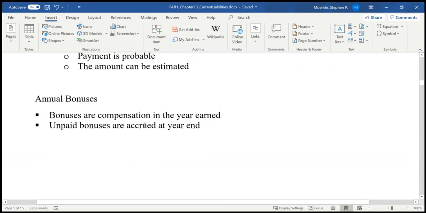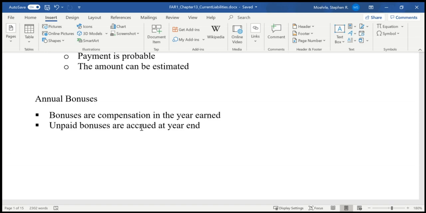Annual bonuses. Annual bonuses are compensation, and they're compensation in the year earned. So when you're awarded a bonus, this is compensation expense to the company, and it's recorded in the year you earned the bonus. Any unpaid bonuses are accrued at year end and reported on the balance sheet as a current liability.